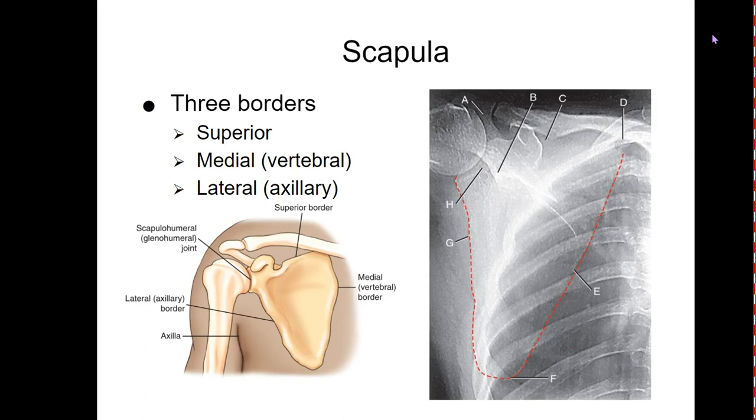So let's start with the borders. The 3 borders are the medial or vertebral border, and we call it vertebral because of its close proximity to the spine. The second border is the superior border here at the top of the scapula. And last is the axillary or lateral border. And remember, axillary refers to armpit, so it's the border closest to the armpit or the axilla.